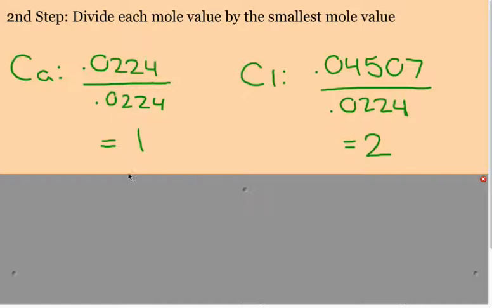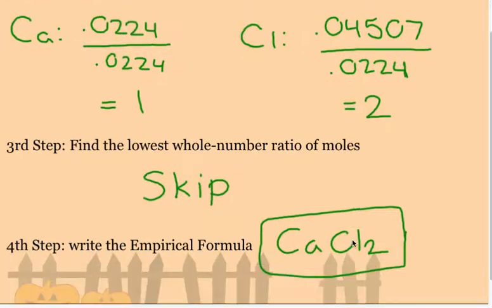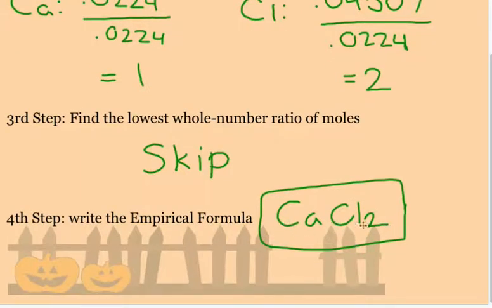So we have our simplest ratio, 1 calcium for every 2 chlorines. And what that means is we don't have to do that last step. And the empirical formula would be CaCl2, because 1 calcium for 2 chlorines.